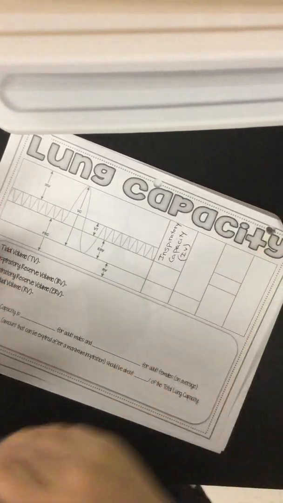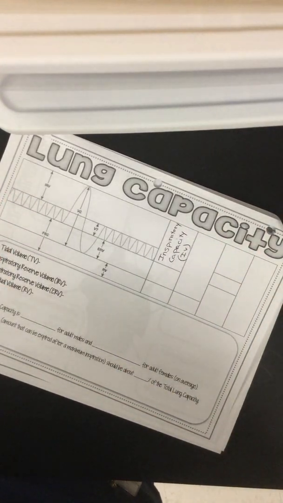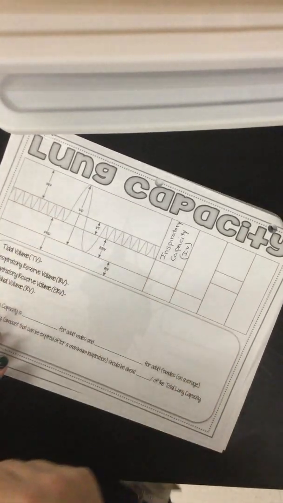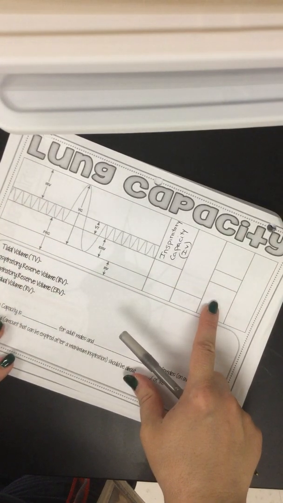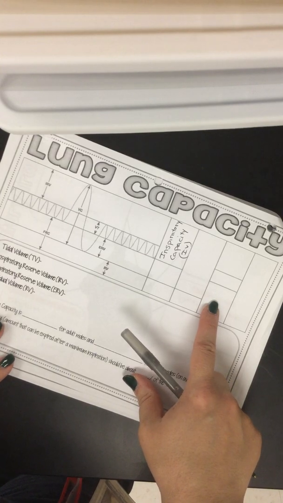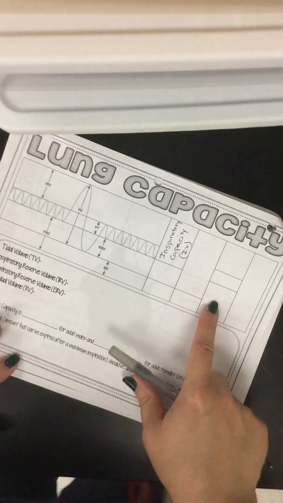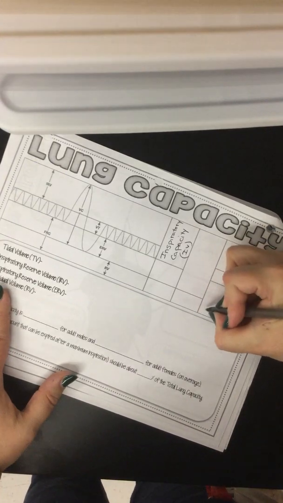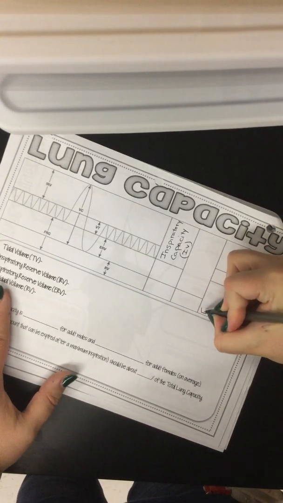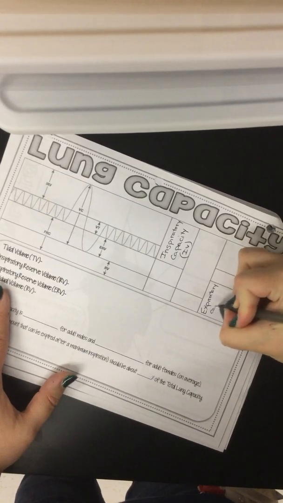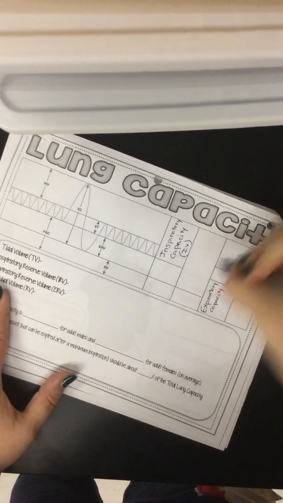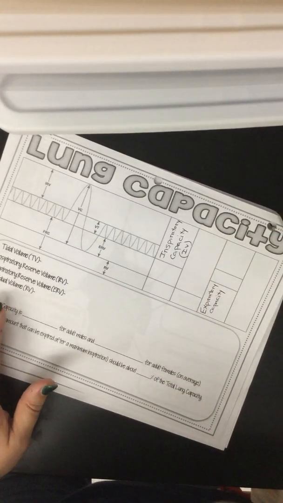Or how much you could totally breathe in. So it's all these up waves all together. This one is technically how much you can breathe out, but that's where they had FRC, which I don't know why they call it functional residual capacity, but I'm just going to say that's how much you could possibly breathe out.